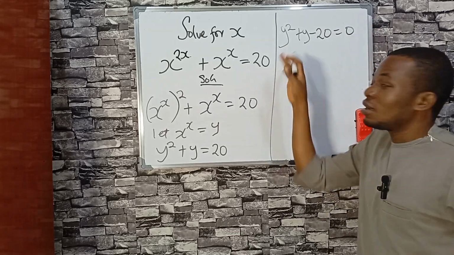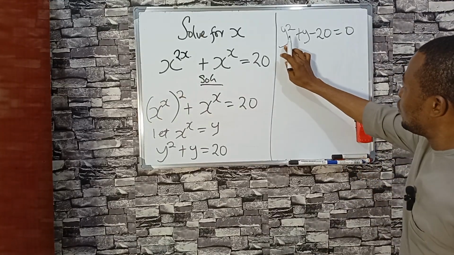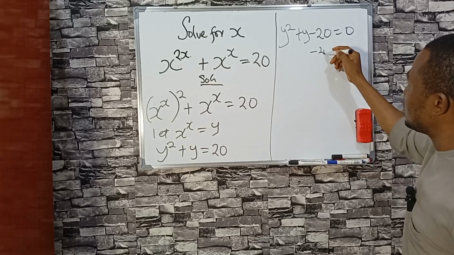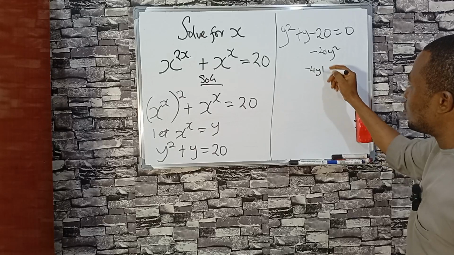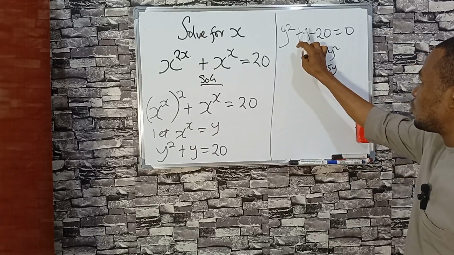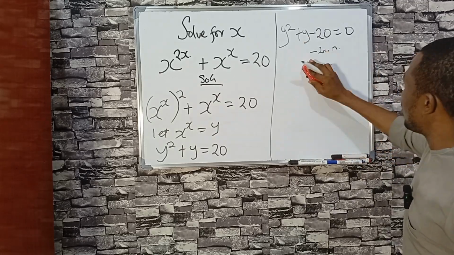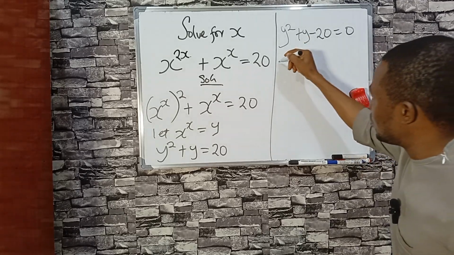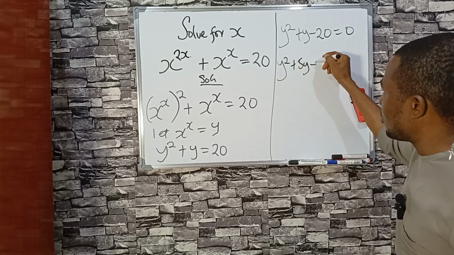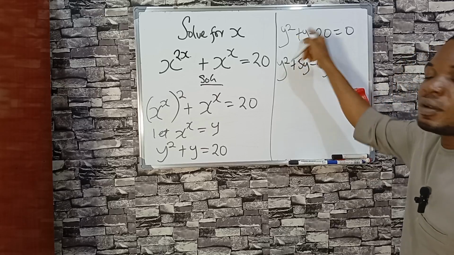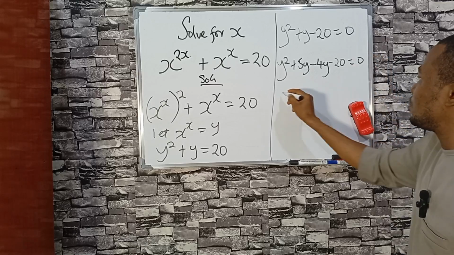We can solve this as a quadratic equation by the factorization method. If you multiply these two, it will give you minus 20y squared. So the two factors will be minus 4y and plus 5y, which gives you positive y. So I will use y squared plus 5y minus 4y, which gives me positive y there, then minus 20 equals 0.